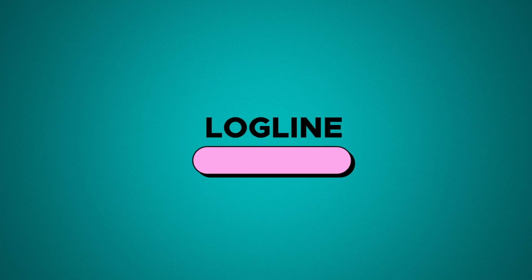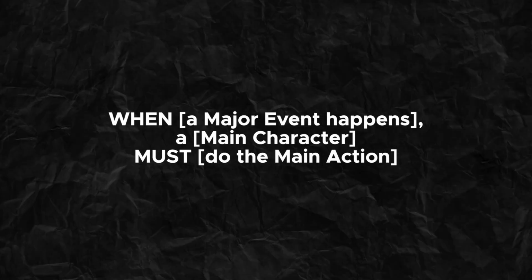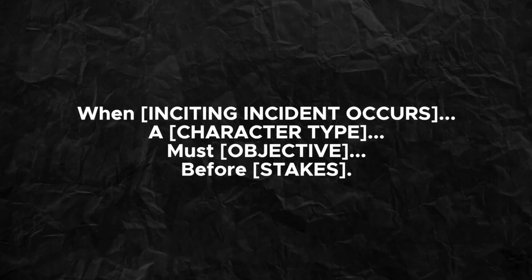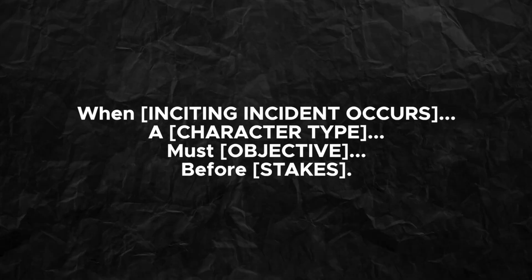I also think about the logline, which is a sentence or maybe two that describes the main character, the conflict, the goal, and maybe the obstacles to reach it. There are a lot of different formulas for writing a logline, and the one I usually use is: when a major event happens, a main character must do the main action. Or it could be: when an inciting incident occurs, a character type must act before the stakes happen.